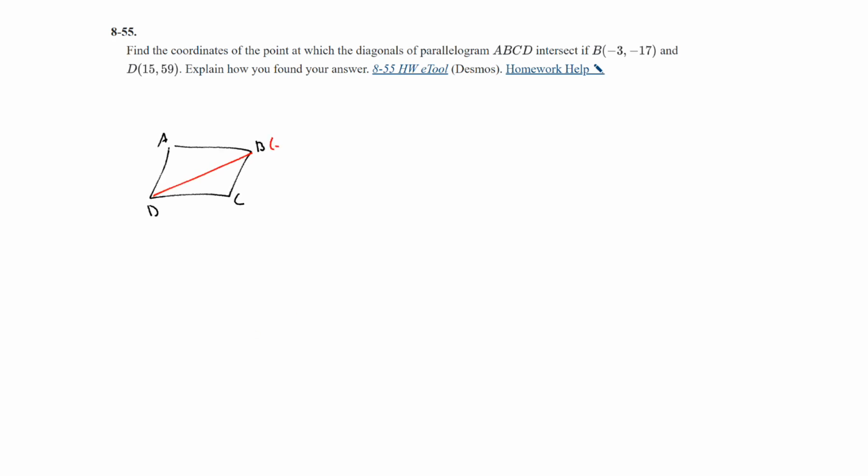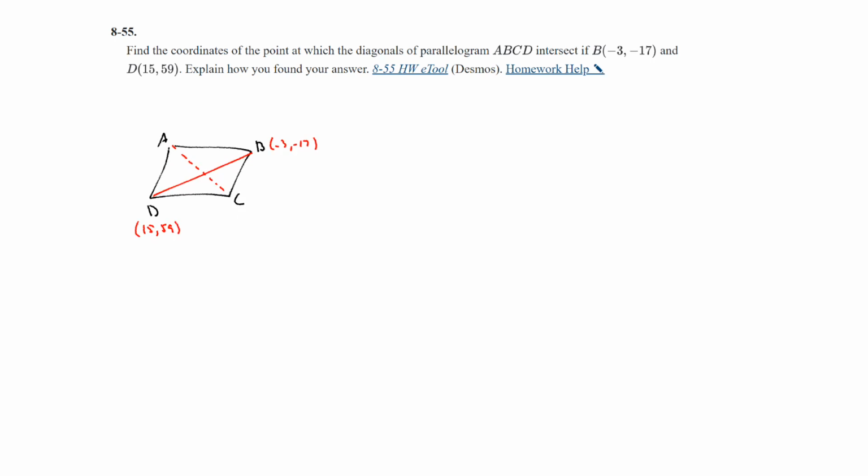We have B at -3, -17, and D is at 15, 59. I know it doesn't make sense in the picture, it doesn't really matter. Just trying to get a visual to get an idea of what we're supposed to be doing here. It says, find the coordinates of the point at which the diagonals of the parallelogram intersect. So we're looking for where the diagonals intersect if we have point B and point D.